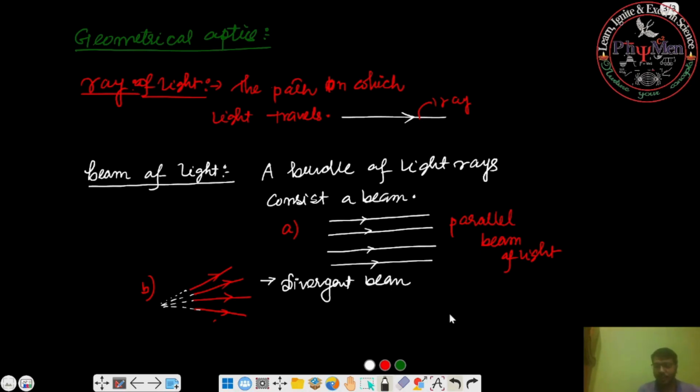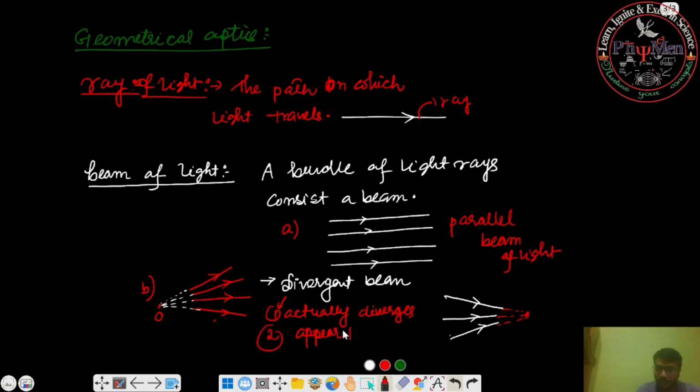And one another type of beam, that is the convergent beam. Okay, you'll see like this, they're converging to a particular point. कभी कभी converge actually होगा और कभी कभी ऐसा लगेगा it appears to converge. ये divergent beam, sometimes, suppose this point is O, sometimes it actually diverges, or sometimes it appears to diverge from that particular point. Okay, here also it is called convergent beam.